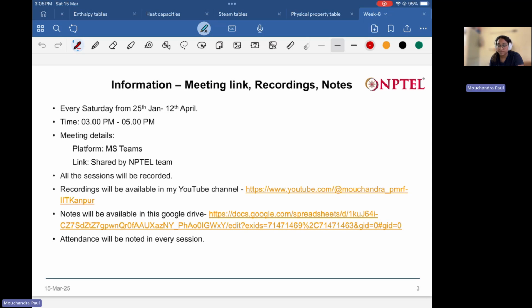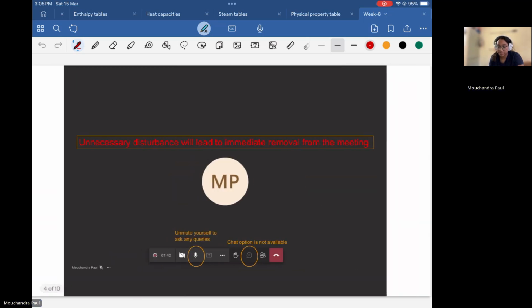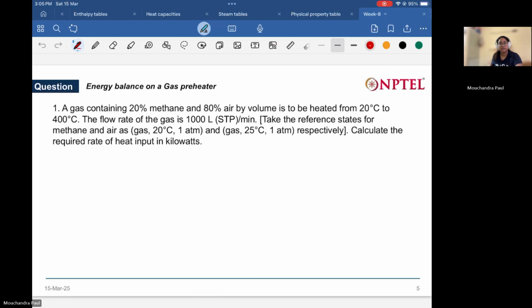And let's begin. This is the first question. The question states that a gas containing 20% methane and 80% air by volume is to be heated from 20 degrees Celsius to 400 degrees Celsius. The flow rate of the gas is 1000 liter STP per minute.